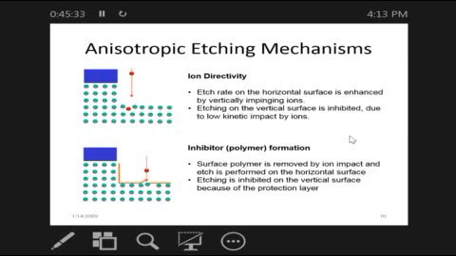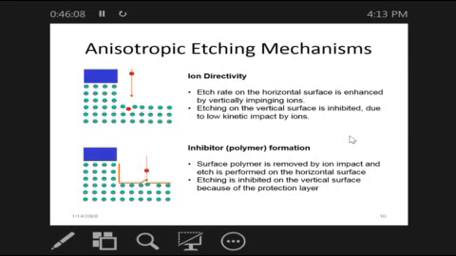You see here, the bottom diagram shows the red lines. That is the formation of the polymer. We generate a very thin layer of polymer everywhere. Then what's going to happen is, at the bottom side, the ion energy is high enough that the polymer layer can easily be removed. And then we can etch the green dots.